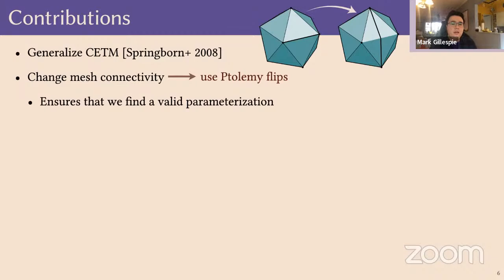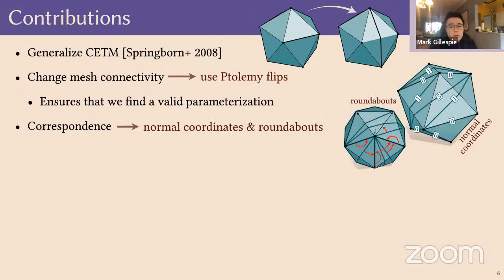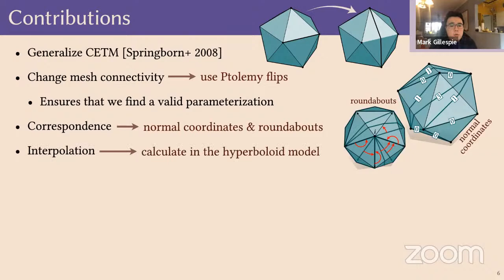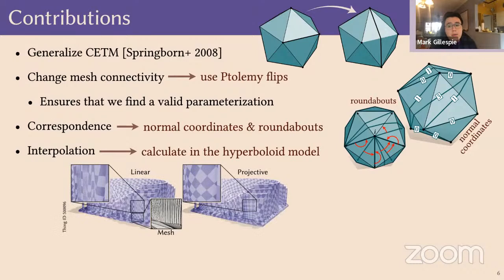But now we have to do a little bit more work to run our algorithm on top of this changing mesh. For one thing, we have to keep track of the correspondence between the original mesh and this mesh with flipped edges. To do so, we introduced a robust new data structure composed of normal coordinates and a new piece of data called roundabouts. Furthermore, we proposed a new interpolation scheme based on the hyperboloid model of hyperbolic space, which produces much better results than ordinary linear interpolation in this setting.